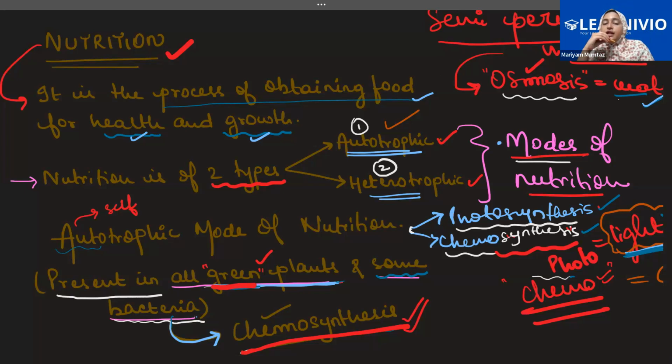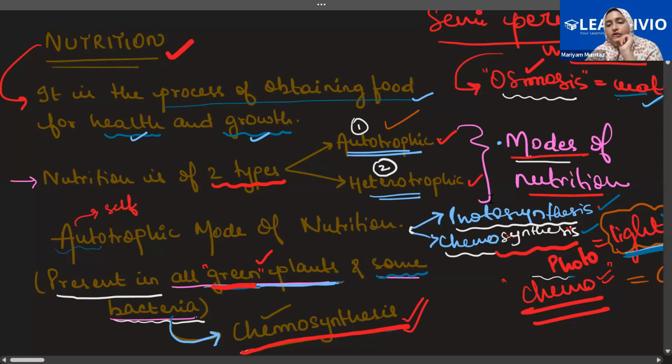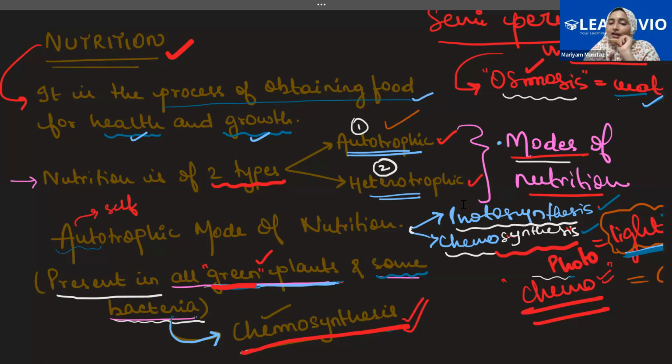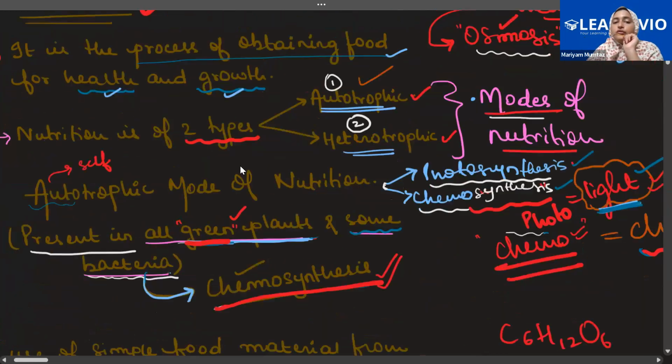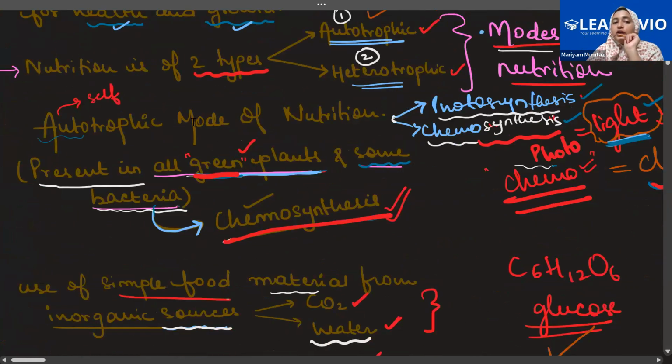Autotrophic mode of nutrition. Now, in the heterotrophic mode of nutrition, the organisms cannot make their own food, so they have to be dependent on the autotrophs for the food requirement, either directly or indirectly. Now, when we talk about the first kind, that is the autotrophic mode of nutrition, the word auto means self. So, the kind of nutrition wherein the organism can synthesize its own food is the autotrophic mode of nutrition.